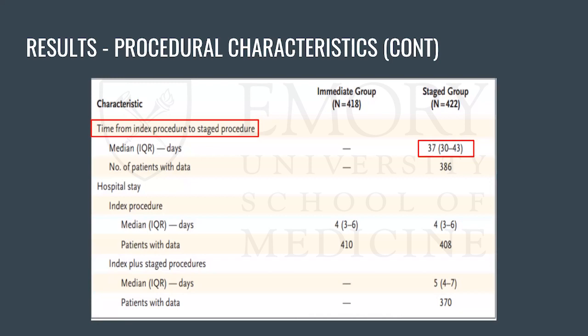The time from index procedure to staged procedure was roughly 1 month, and we'll discuss that the investigators did not determine or explain why they chose the stage interval to be around 37 days. We'll discuss that a little bit later too. And then last but not least, the hospital stay was roughly 1 day longer for the staged group, understandably.